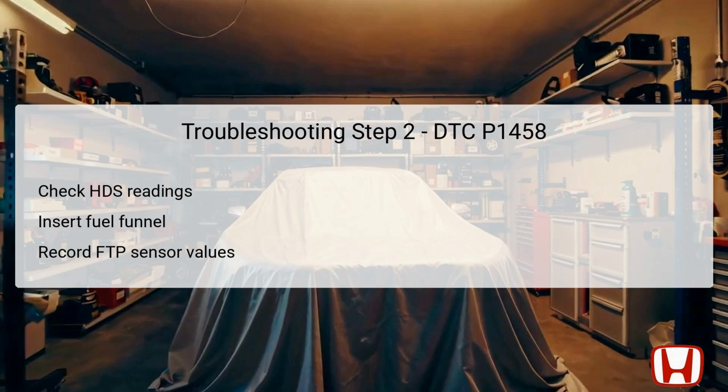In this step, utilize the Honda Diagnostic System, HDS, to check the readings of the FTP sensor. Before doing so, insert the emergency fuel funnel into the fuel filler neck, a tool located in the trunk toolbox. This funnel assists in creating the necessary conditions to test the FTP sensor accurately. Your goal is to confirm whether the HDS reading for the FTP sensor, FTP, falls within the range of -0.67 to 0.67 kilopascals. This value indicates that the sensor is functioning correctly.